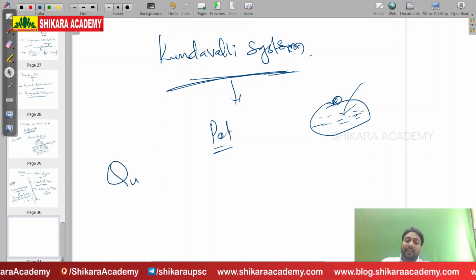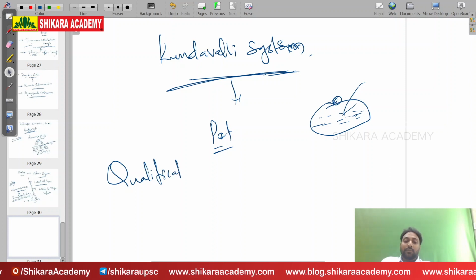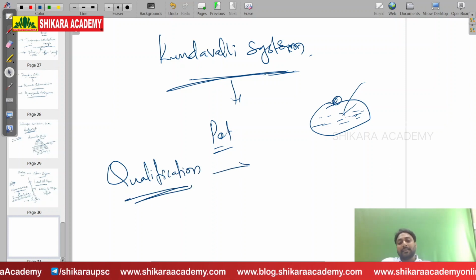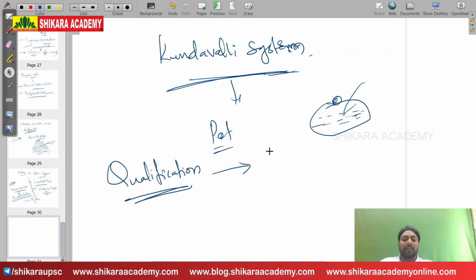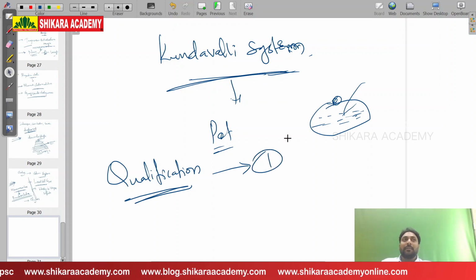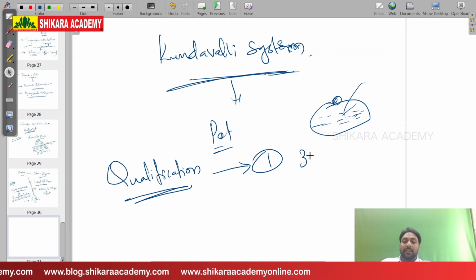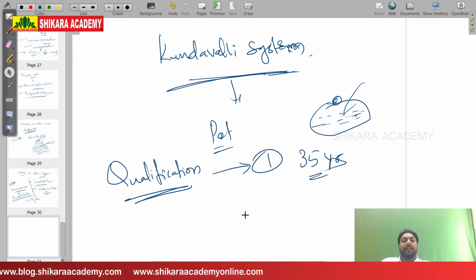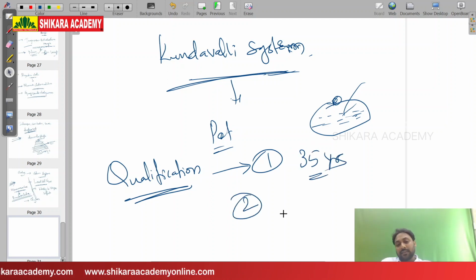What are the qualifications to contest the election? What is the qualification one must have to become a member of the village committee? Number one, he should be a minimum of 35 years of age, and a maximum of 70 years.